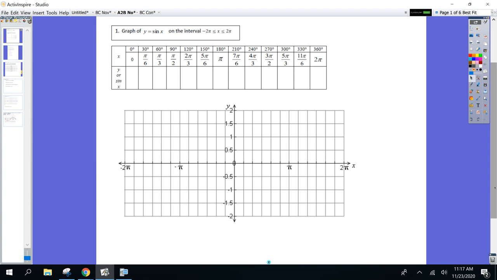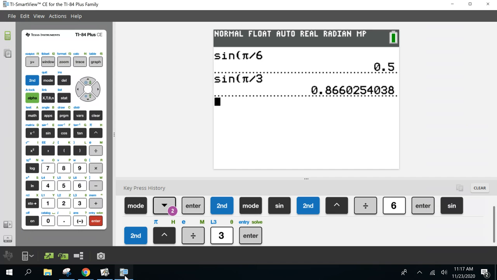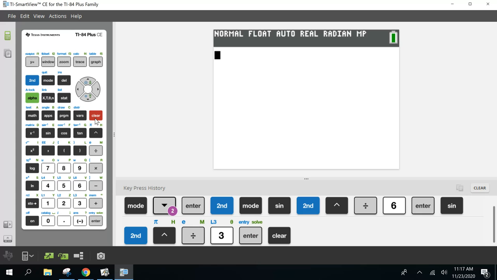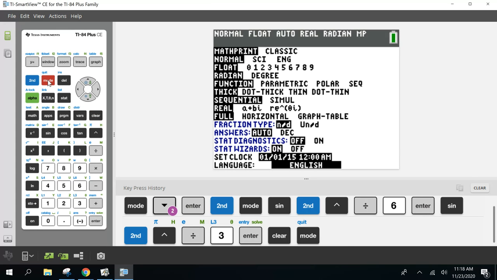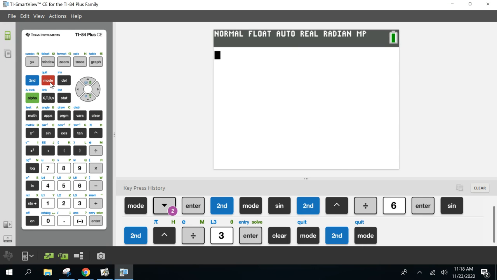So, which means, everyone go to your calculator. Now, for the first time ever, you're going to be in need in what mode? Radian mode. So make sure you guys go to mode. Make sure radian mode is highlighted. Guys, that is the only time I'm going to ask you to be in radian mode, is when we are graphing.